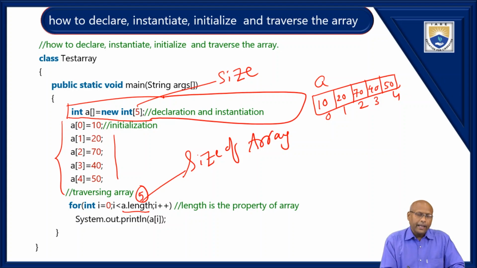System.out.println(a[i]). First, what is the value of i? 0. So it goes to the 0th place, and whatever data is there, it will fetch. That value is 10, so it will print 10 first.